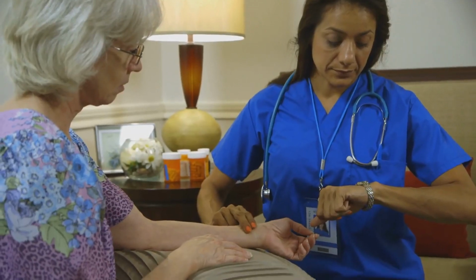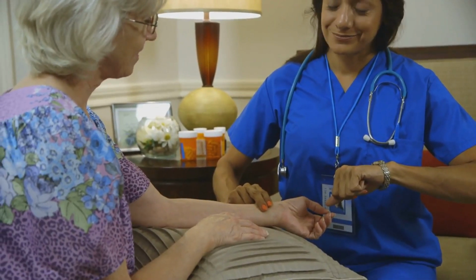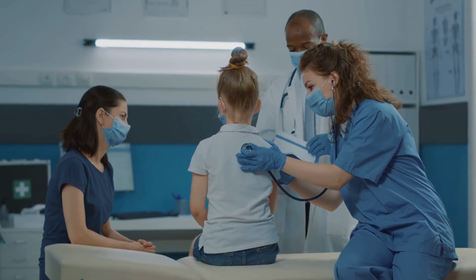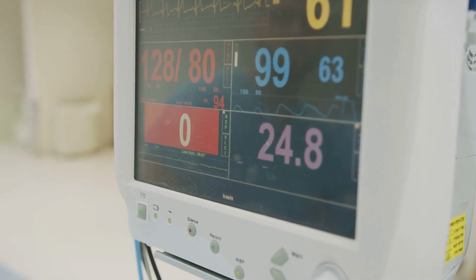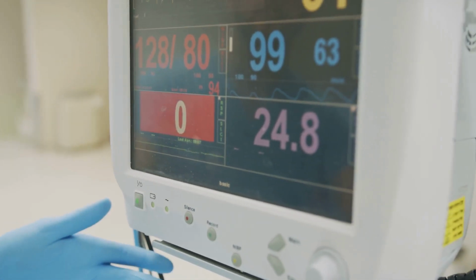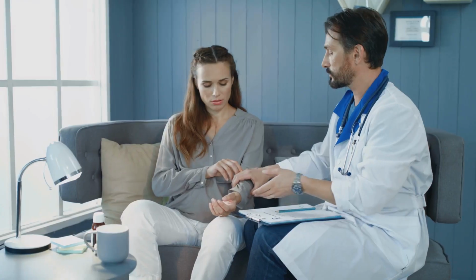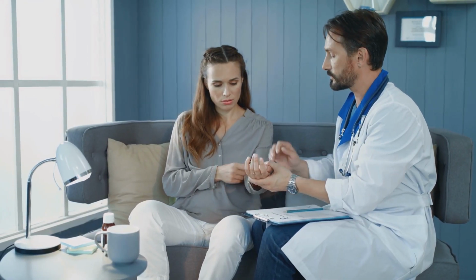To measure pulse rate, gently press 2 fingers on the chosen pulse point. Count the number of beats you feel for 15 seconds. Multiply this number by 4 to get the pulse rate per minute. Note the rhythm, whether it's regular or irregular. Any irregularities should be reported to a physician.